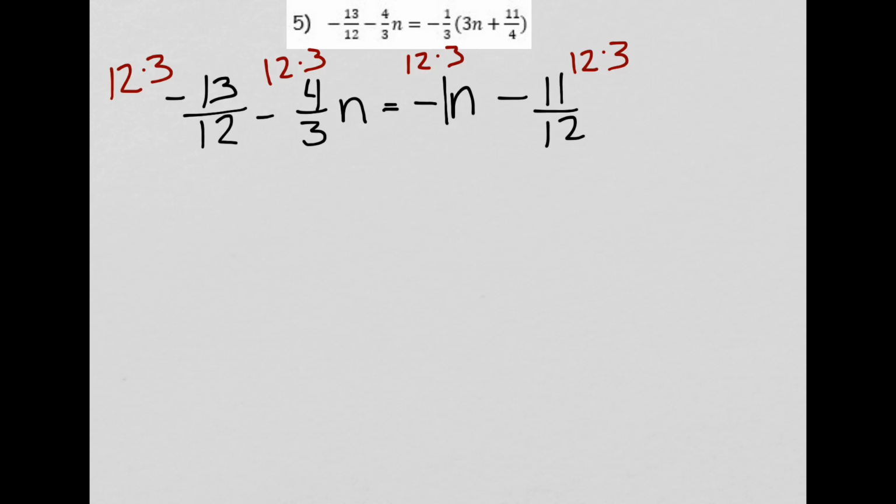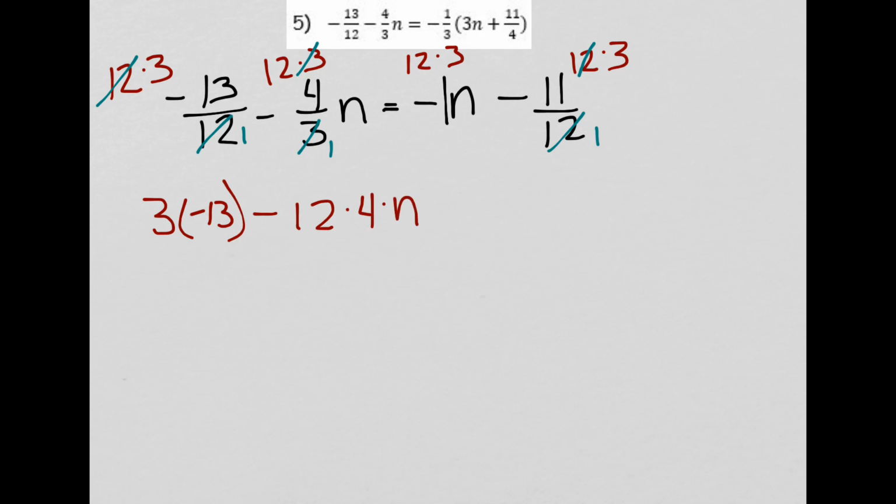Now, stuff's going to divide. 12 divided by 12 is 1. 3 divided by 3 is 1. Oh, nothing divides there, because, hey, it wasn't a fraction. 12 divided by 12 is 1. So what do we have left? We have 3 times negative 13 minus 12 times 4 times n equals 12 times 3 times negative 1n.